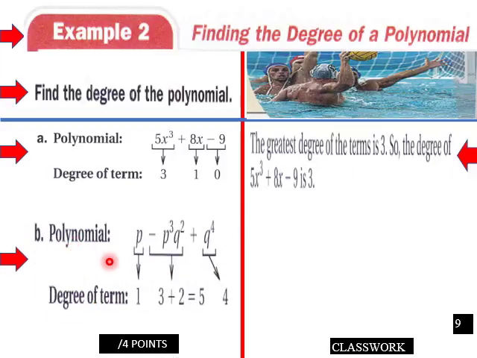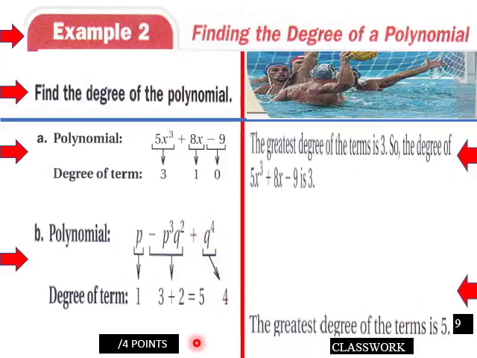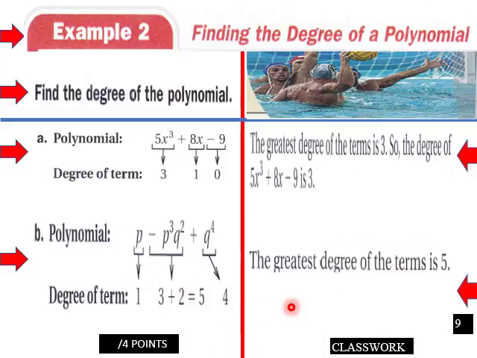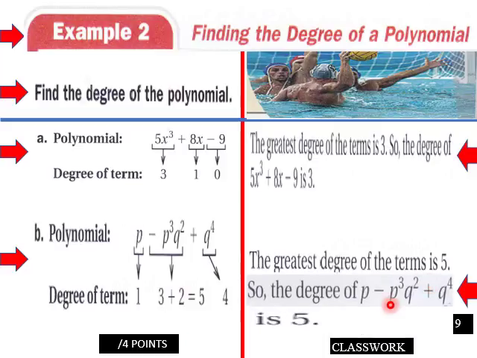Then we have another example here of a polynomial. Degree 1, the degree of this term is 5, and the degree of this term is 4. The greatest degree of the terms is 5, so the degree of p minus p cubed q squared plus q to the 4th is 5. So the degree of this polynomial is 5. It's a 5th degree polynomial.